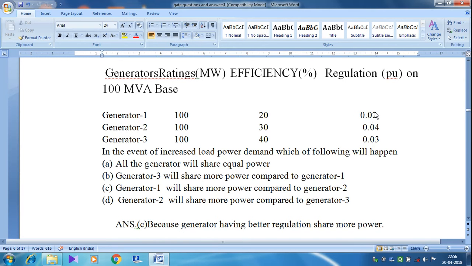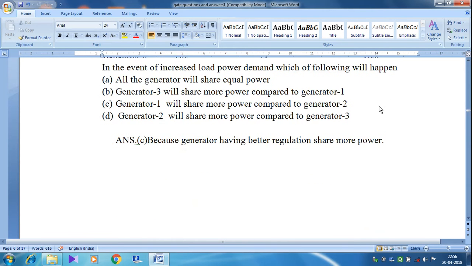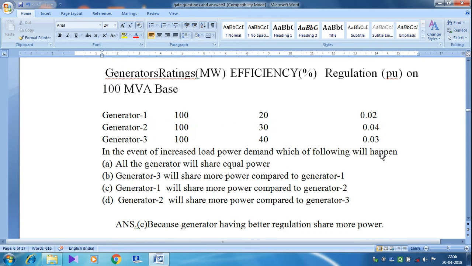So regulation मतलब regulation का मतलब जो fluctuation, that is voltage fluctuation from no load to full load. That is no load में कितना output voltage आता है. The load or disconnect load 100% full load देने से उसका वोल्टेज कितना फ्लक्चुएट होता है और इसी हिसाब से पावर कितना फ्लक्चुएट हो रहा है उसको बोलते हैं हम लोग रेगुलेशन. So generator having better regulation can share more power. Therefore, generator 1 will share more power compared to generator 2.